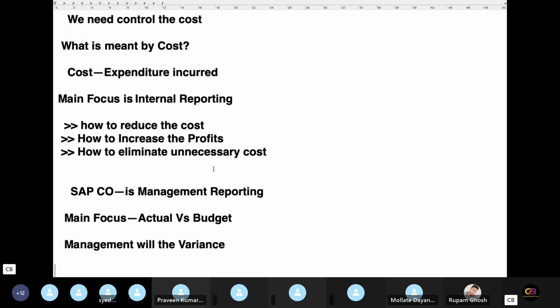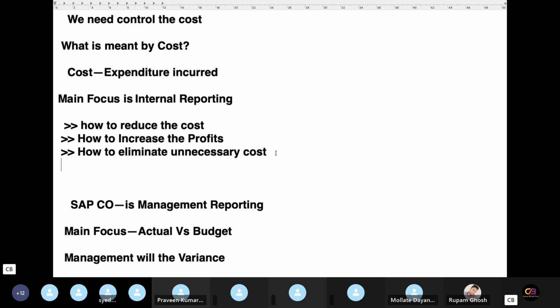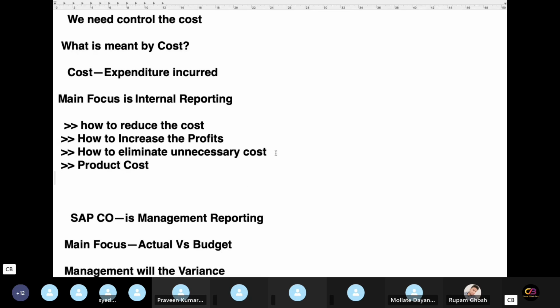That's the reason the main purpose of SAP CO is internal reporting. So how to reduce the cost, how to increase the profits, and how to eliminate unnecessary cost, and we can also find out product cost. Product cost, and also we can trace out selling price per unit. Finally, we can arrive at the selling price per unit. So without controlling the cost, we cannot get the profits.